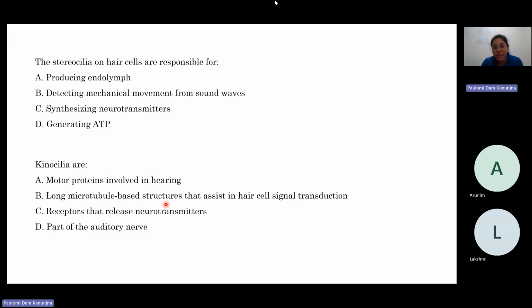Two B. Okay. Any other guess? 1B, 2B. Okay. Let me show you. Let me give you the answer. B, B. Like I said, I don't have to even wait for long. Like I said, stereocilia are the shorter ones. So they detect the mechanical movement from sound wave, easier for them to do. And kinocilia are the long microtubule, which is their long hair basically. And they assist in hair cell signal transduction. So they also detect. So the difference between them is in their structure.